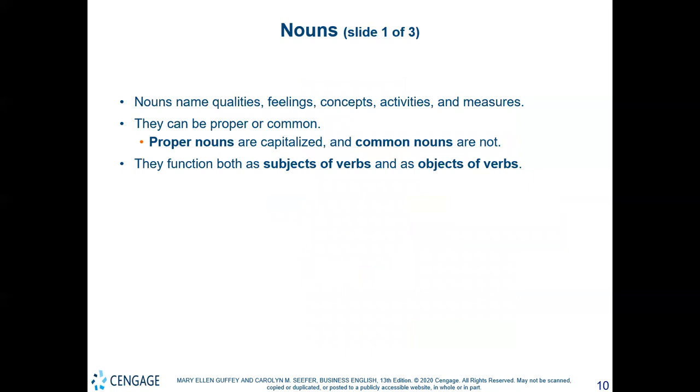This is nouns. Nouns name qualities, feelings, concepts, activities, and measures. They can be proper or common. A proper noun is capitalized, and common nouns are not. They function both as subjects of verbs and as objects of verbs.